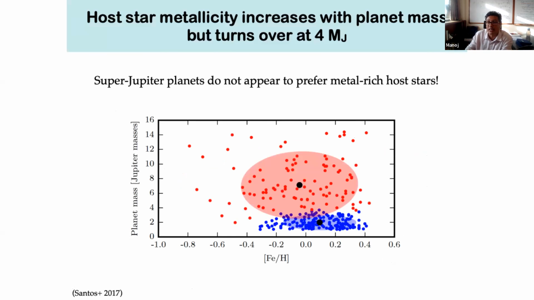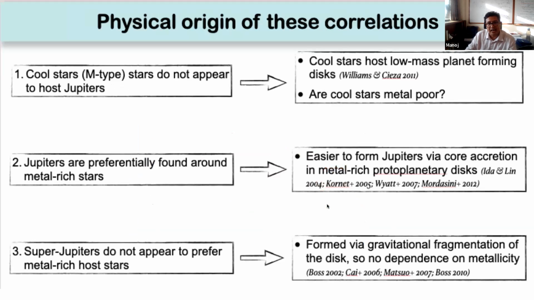So super Jupiters, the planets more massive than Jupiters, do not appear to prefer metal-rich stars. So they are found in all kinds of stars. Others also have pointed out the same result. Statistically, that trend is seen. So why do we see this?